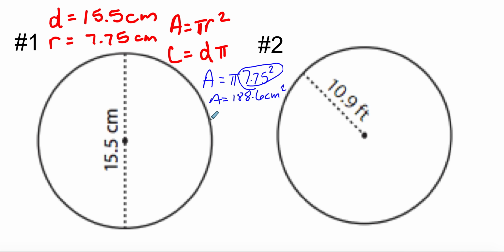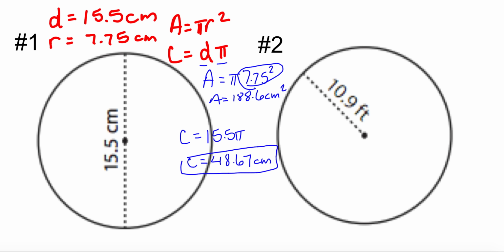All right, to find the circumference of this circle, I just need to take the diameter times pi. And when I do that, it would be circumference equals 15.5 times pi, which simply put is 48.67 centimeters. Notice that circumference is not squared. It is just a simple distance going around.